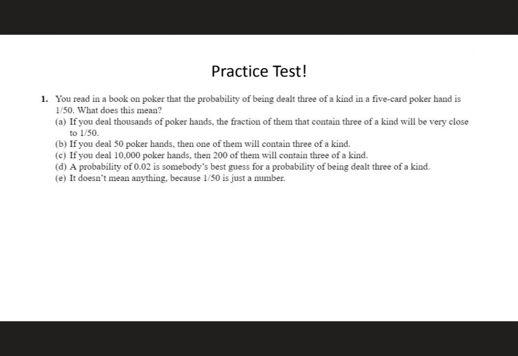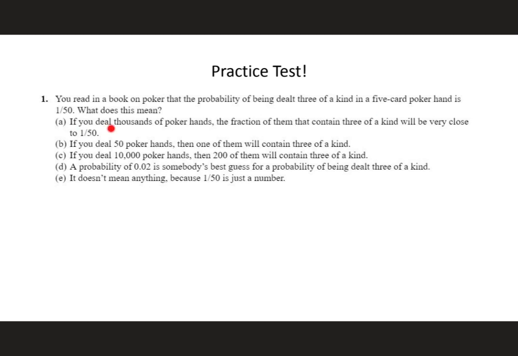All right, so if we look at number 1 from the practice test, it says you read a book on poker that the probability of being dealt 3 of a kind in a 5-card poker hand is 1 out of 50. What does this mean? Again, we're defining what 1 out of 50 means, and we know that probability is about a very long series of repetitions, that's the proportion of times that you would get, in this case, 3 of a kind.